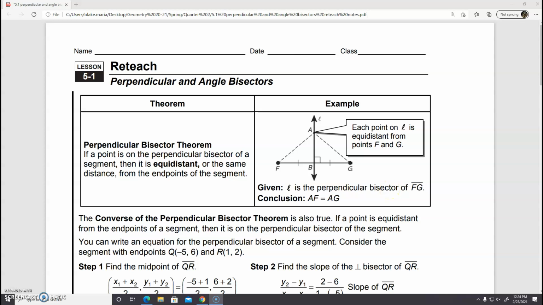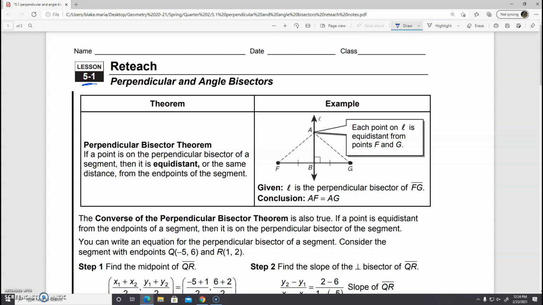Right, hey guys. Today we're going to move on to section 5.1 in chapter 5. We're going to start off with perpendicular and angle bisectors and a couple theorems that have to do with them. So the first one is the perpendicular bisector theorem.